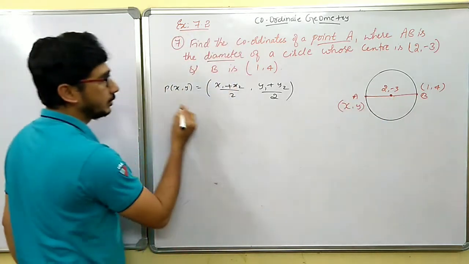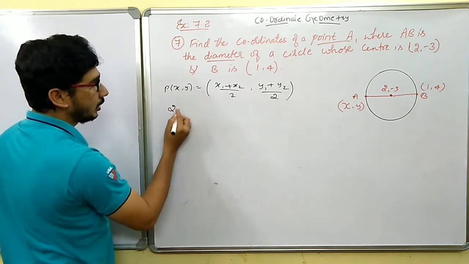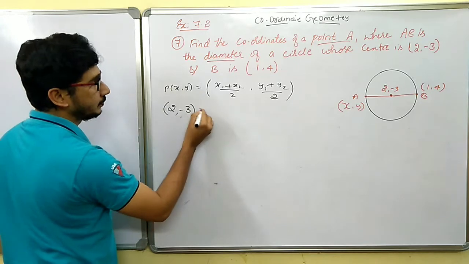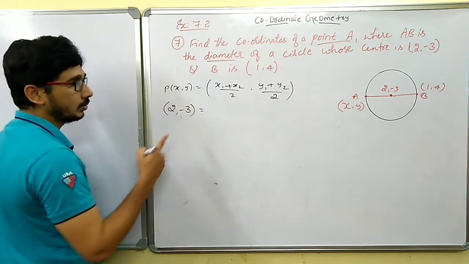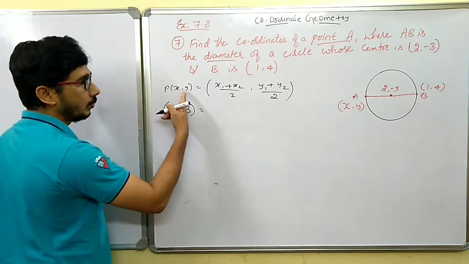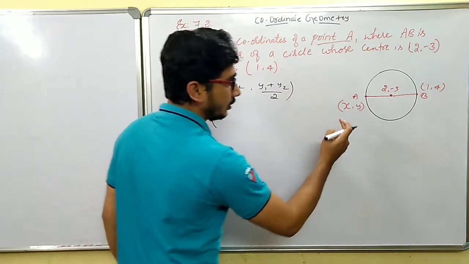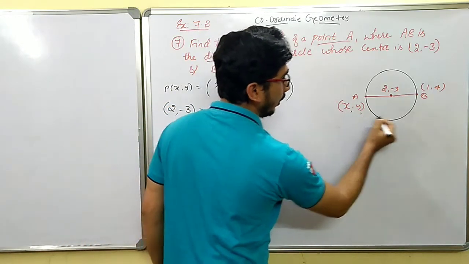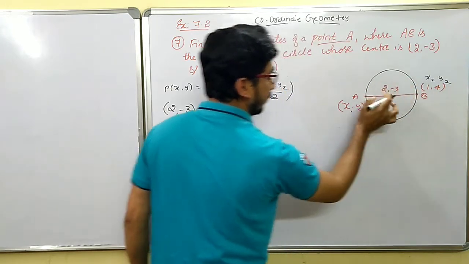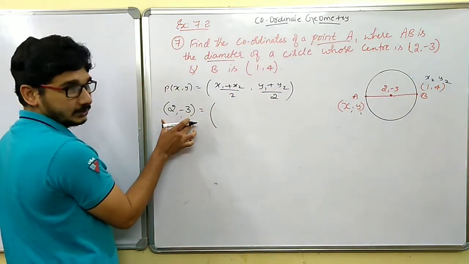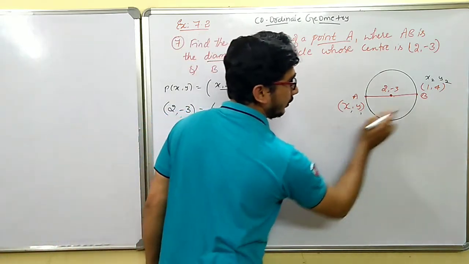Here this is the midpoint value 2, minus 3 I have written. Now 2 is x, so x is 2, y is minus 3. Now consider it as x1, y1, and consider it as x2, y2. This is the midpoint, so midpoint I wrote here. This is x1, y1. This is x2, y2.